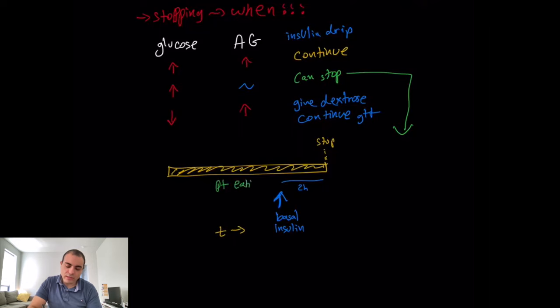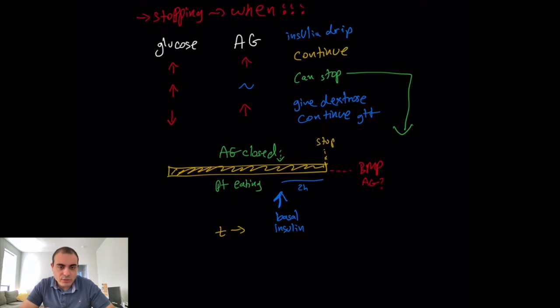So here the patient is eating, anion gap closed, right here. Then what you do is you give the basal insulin, you wait 2 hours, then you stop it. And then right here, you get a repeat BMP and you check the anion gap. If the anion gap reopens, then you might need to redo the whole thing, okay? But if the anion gap is closed, then you're good, okay?